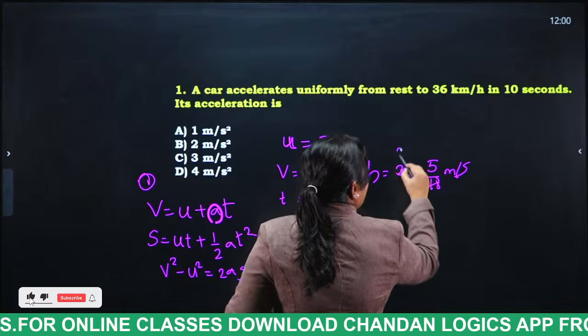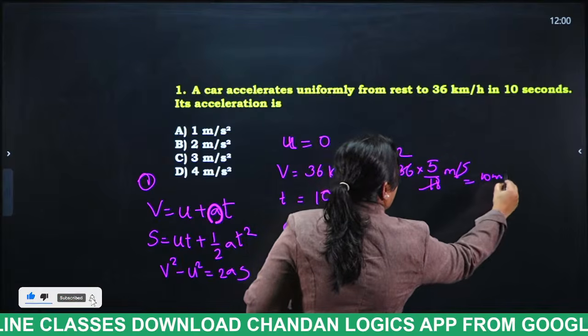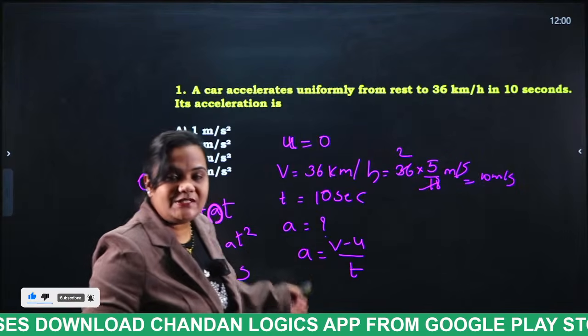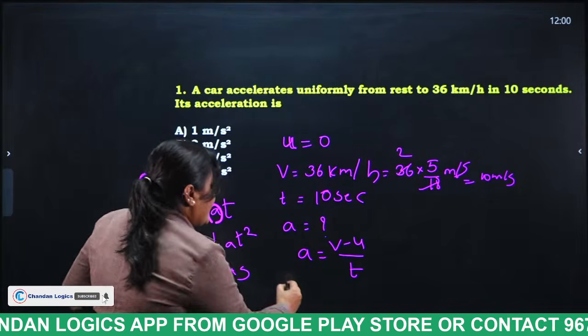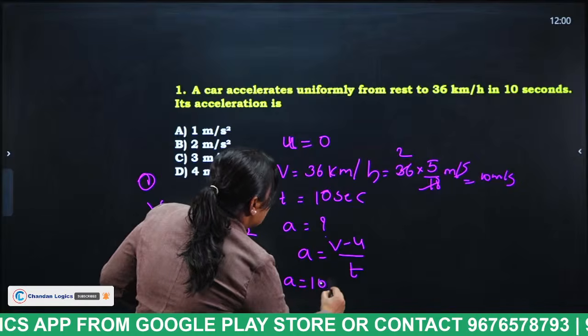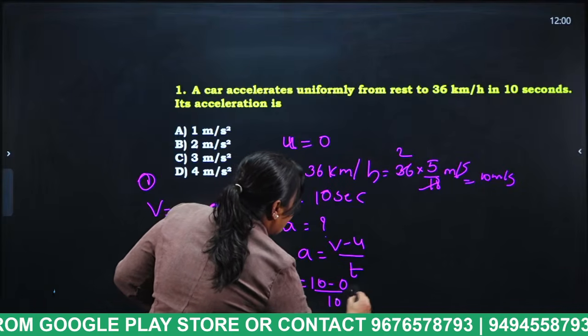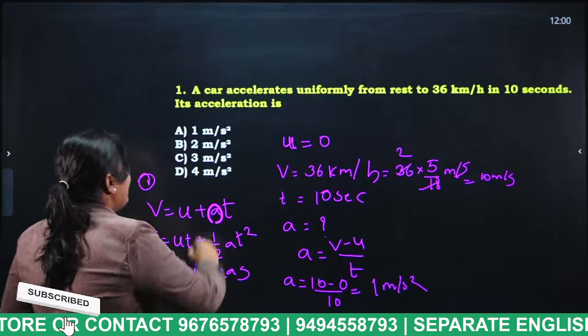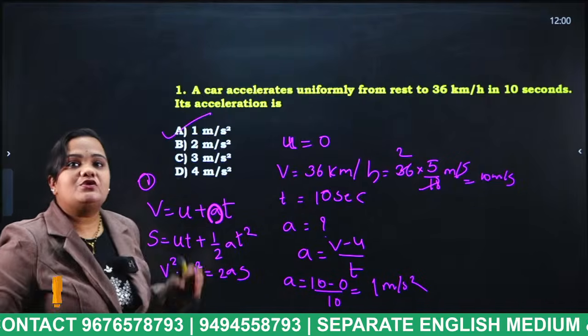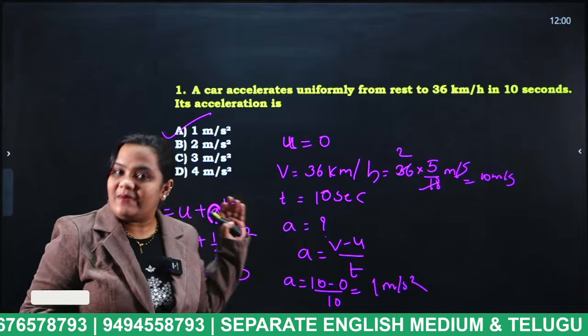Finally, what will you get, students? 10 meters per second. Substitute those values in this formula. A = (10 - 0)/10. So what will you get, students? 1 meter per second squared. So what is the answer? Option A.